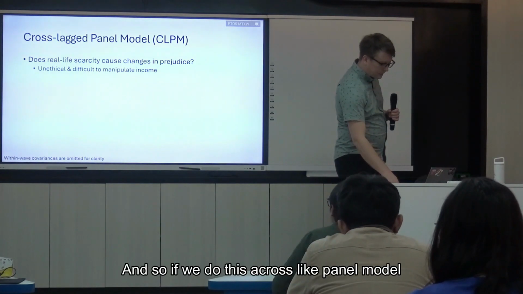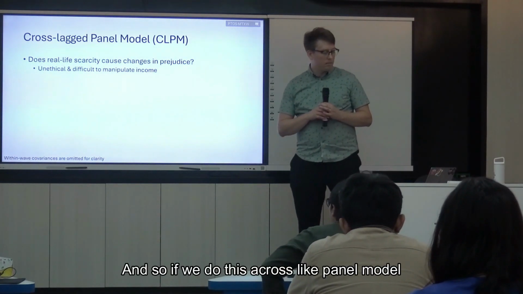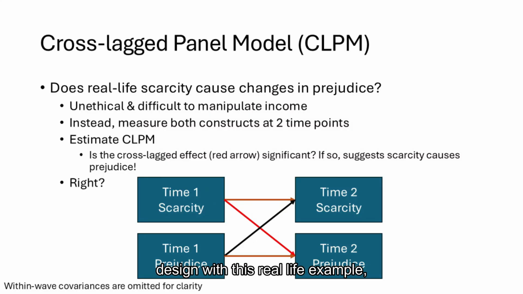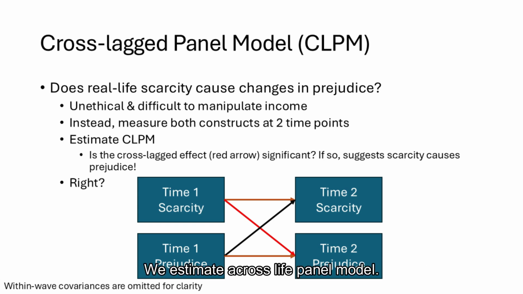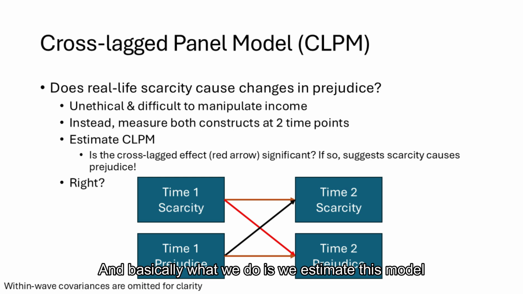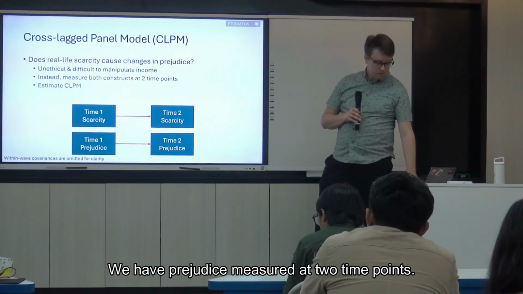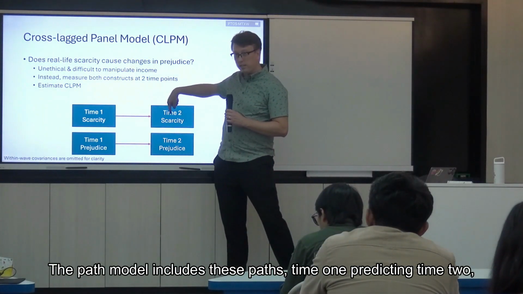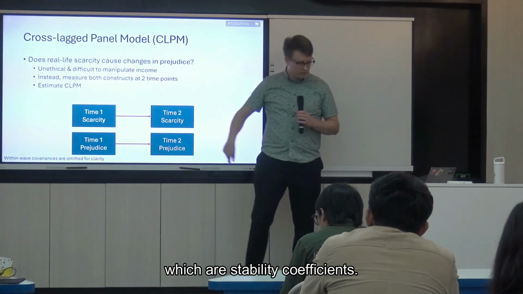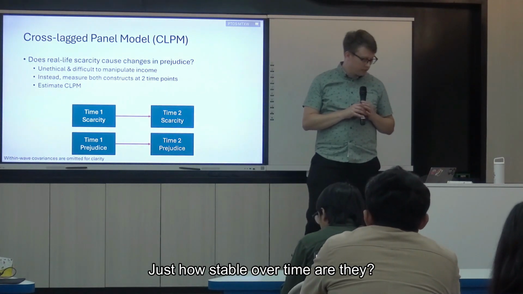path. And so if we do a cross-lag panel model design with this real-life example, we measure both these constructs at 2 time points. We estimate a cross-lag panel model. Basically, we have scarcity measured at 2 time points and prejudice measured at 2 time points. The path model includes these paths, time 1 predicting time 2, which are stability coefficients, just how stable over time they are.